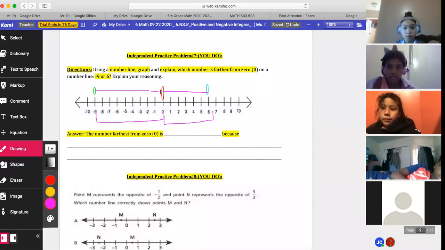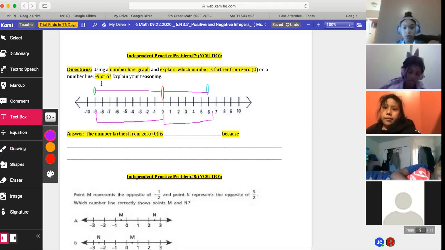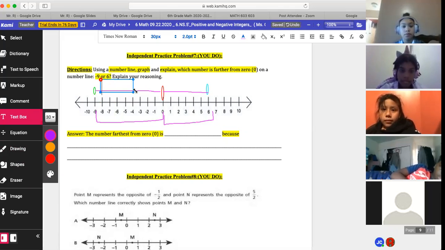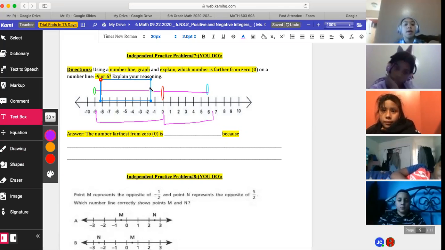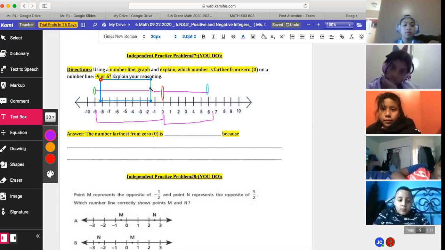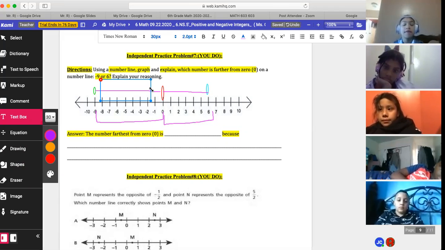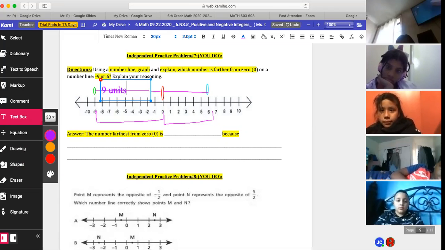How many units is 0 from -9? I want Givelli first, then Nia, then Jennifer. So Givelli, which one is farthest? Just tell me. I don't hear you. You're muted. -9. Okay, good. Nia, tell me why.